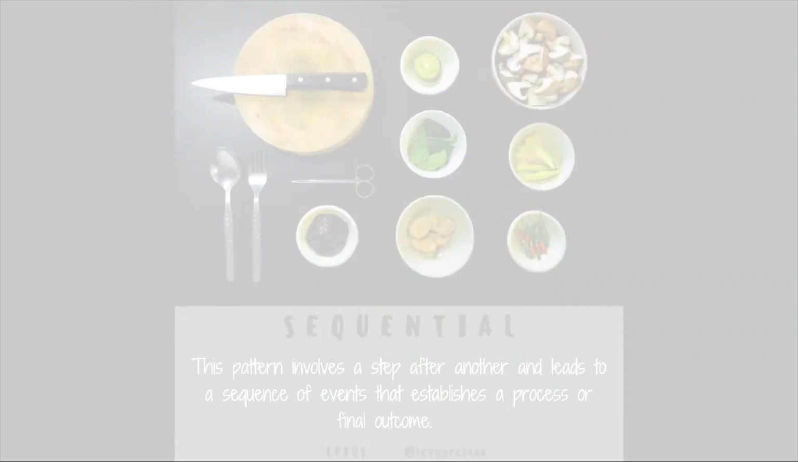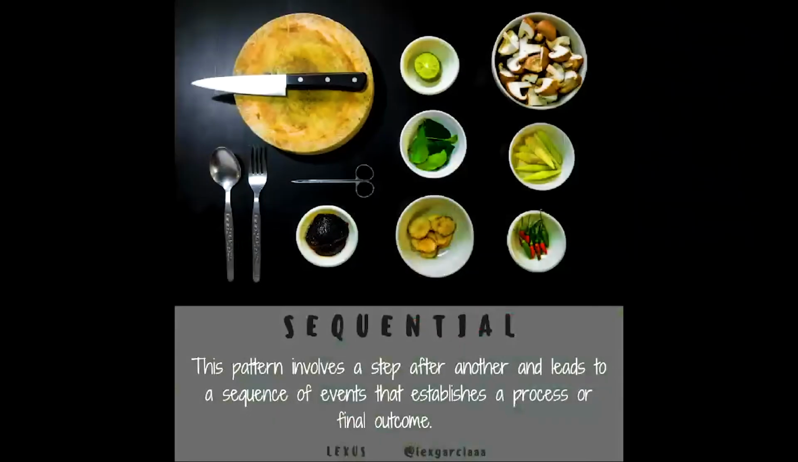Chronological order also gets confused a lot with sequential order. And this is because both of them are dealing with kind of like a time, if you will, but sequential order deals less with time and more with steps in a process. So, how to do something, how to make something, how to create something. This pattern involves a step by step process where one thing leads to another, a sequence of events that helps to establish the process and lead to a particular outcome.